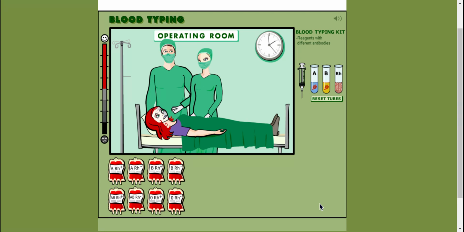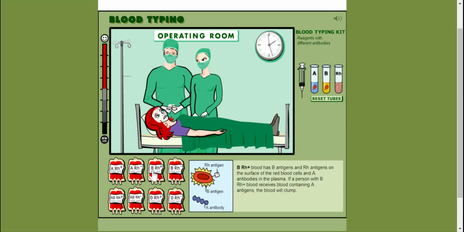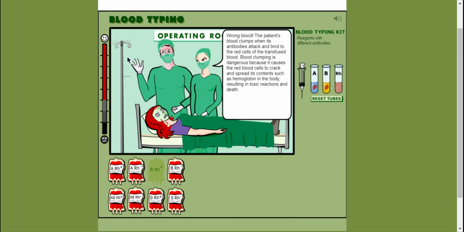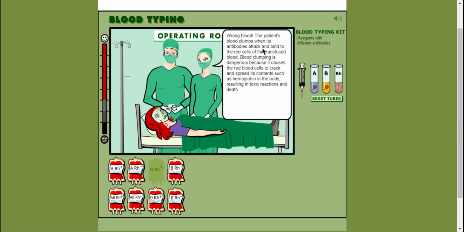So let's just see what I'm talking about. Let's say I accidentally give her some positive blood, some B positive. What would happen because of that positive Rh on that blood? Well, the antibodies in her body would detect it, and they would start to stick to that blood that had been transfused, and likely that would kill her. So it's very important to also make sure that we're doing compatibility when it comes to Rh.